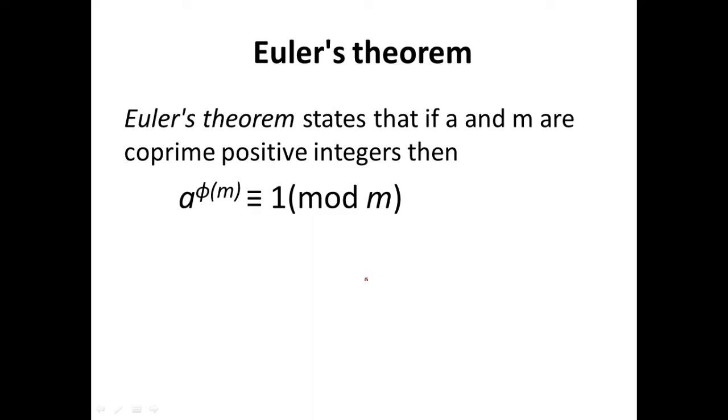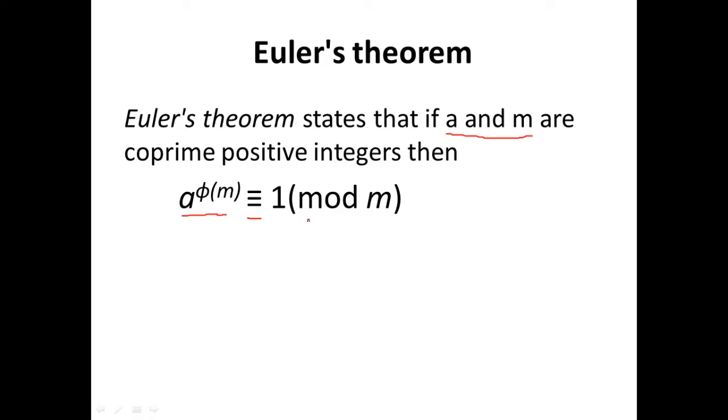Now let's take a look at Euler's theorem. What this theorem states is, if a and m are two positive integers that are co-prime, then we can very well say a^φ(m) is congruent to 1 mod m, where φ(m) is Euler's totient function, which we have just now seen. We'll understand this with an example.